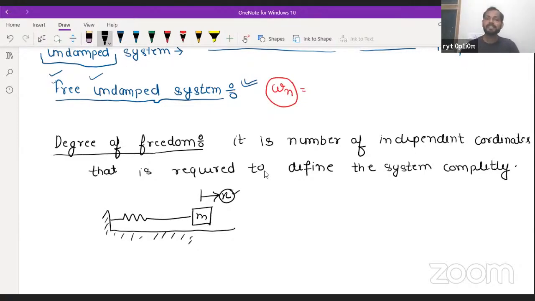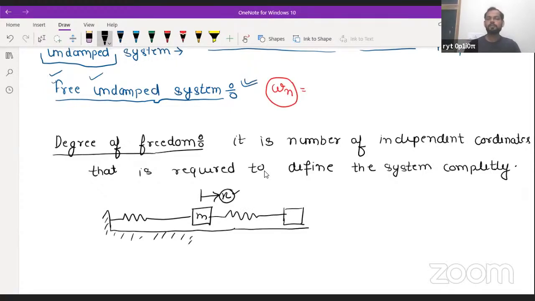Now, what do you understand by the single degree of freedom? If any system has only one independent coordinate which can define the system completely, that is known as a single degree of freedom. In order to define the system, if two independent coordinates are required, then such a system is called a double degree of freedom system. For example, there is one more mass that is attached to this spring.